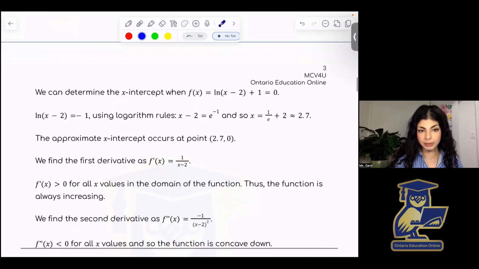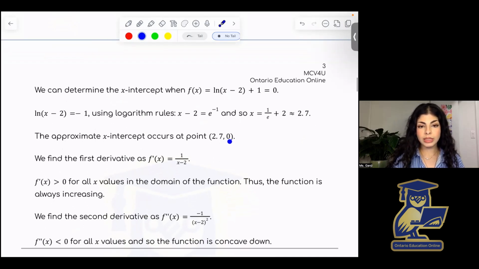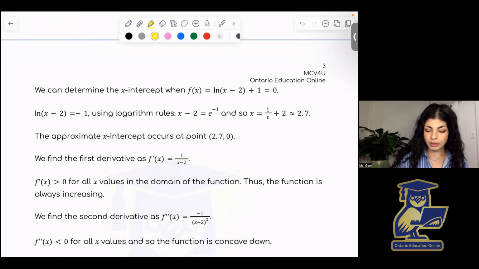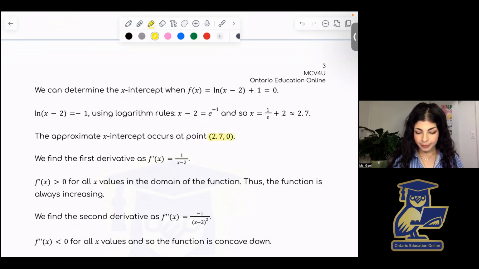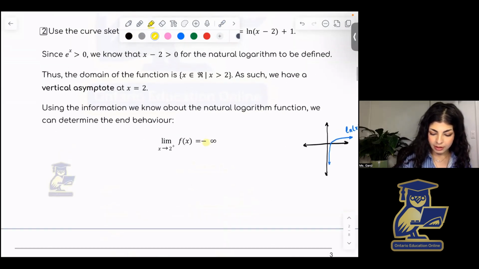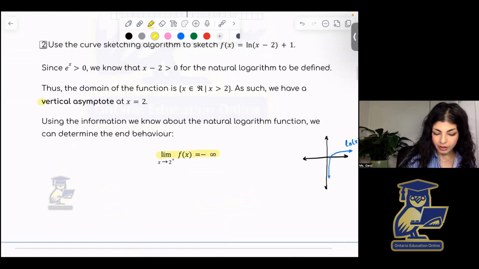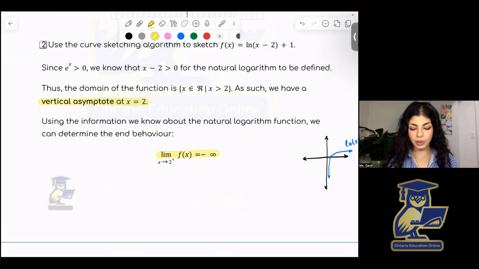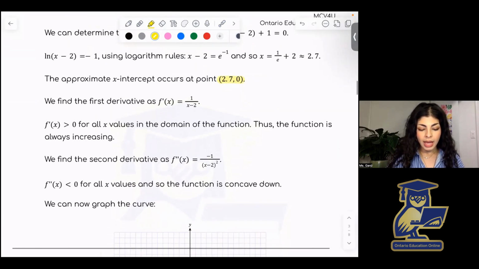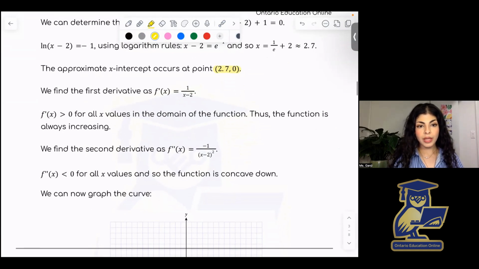And so the approximate x-intercept occurs at 2.70. So this is one of the points we need. And this information is also important. So I'm just going to highlight the key information we need for our graphing. And now we can also find the first derivative here.